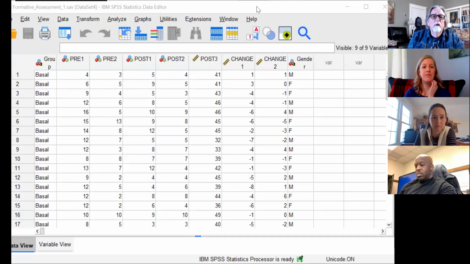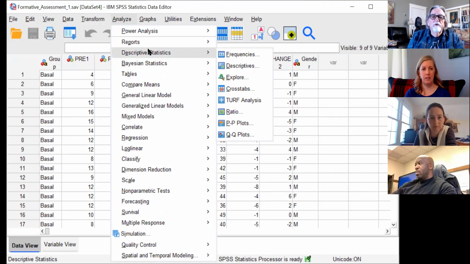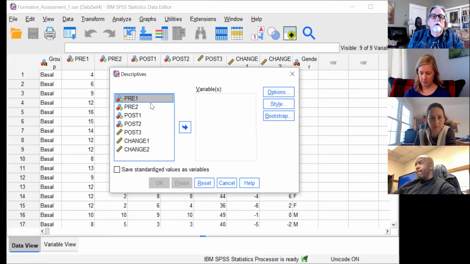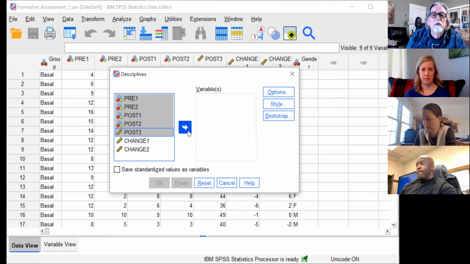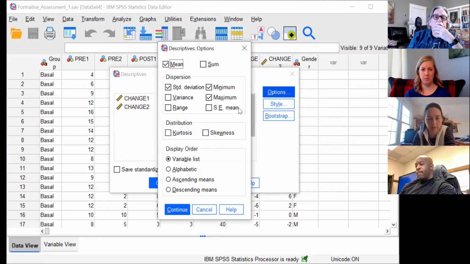Yeah, okay. And so we're going to Analyze, Descriptives, and we want all the pre's in, and the post in. Now, one of the things I do not particularly care for that SPSS has changed is that they no longer give you the option of the median value.